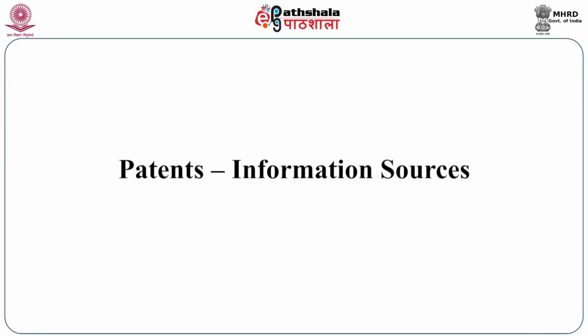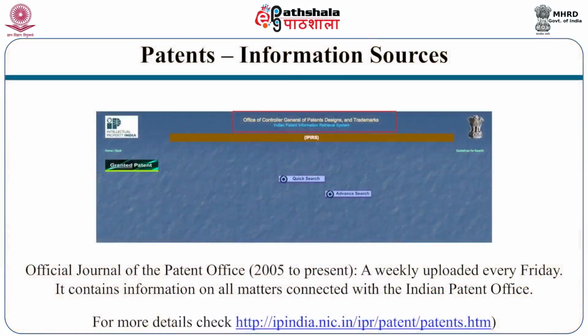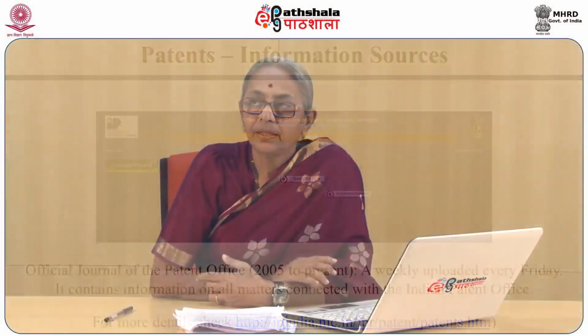Now, let us go to sources of information. Patents have their own terminology, of which we have to be aware. The OECD has brought out a glossary of patent terminology. Another retrieval system we can look at is iPairs, which is a free search portal launched by the Indian Patent Office. The official journal of the Patent Office is available on its website, and it replaces earlier journals and the Gazette of India Part 3 Section 2. It is a weekly publication and gives notices of patents filed, granted, opposition proceedings, and so on. Priority document, prior art details, everything that you want to know about an Indian patent.